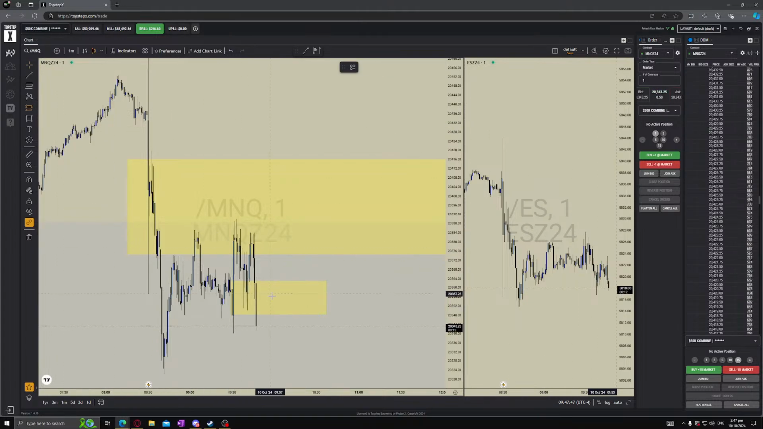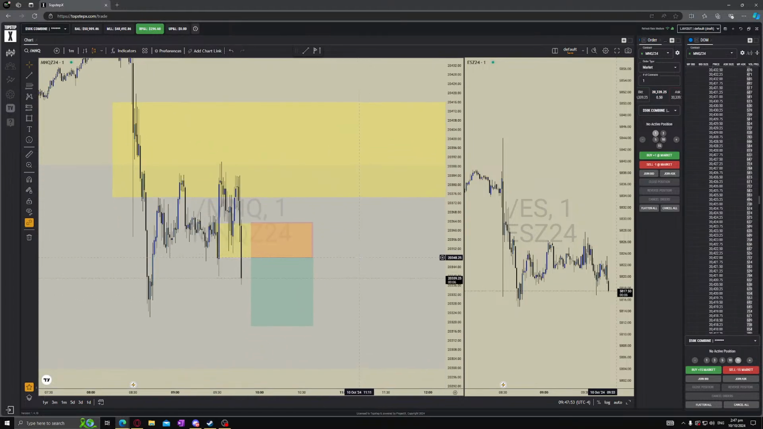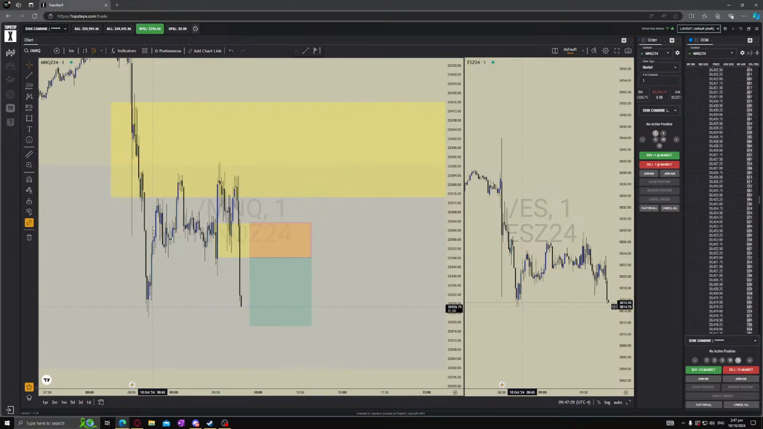Let's see. 5 seconds. Let's see if we can get an entry. Yes, took out the low, not yet, which is good. Oh, NQ took out the low now. Damn. Well, if it already took out the low, I'm not that interested.